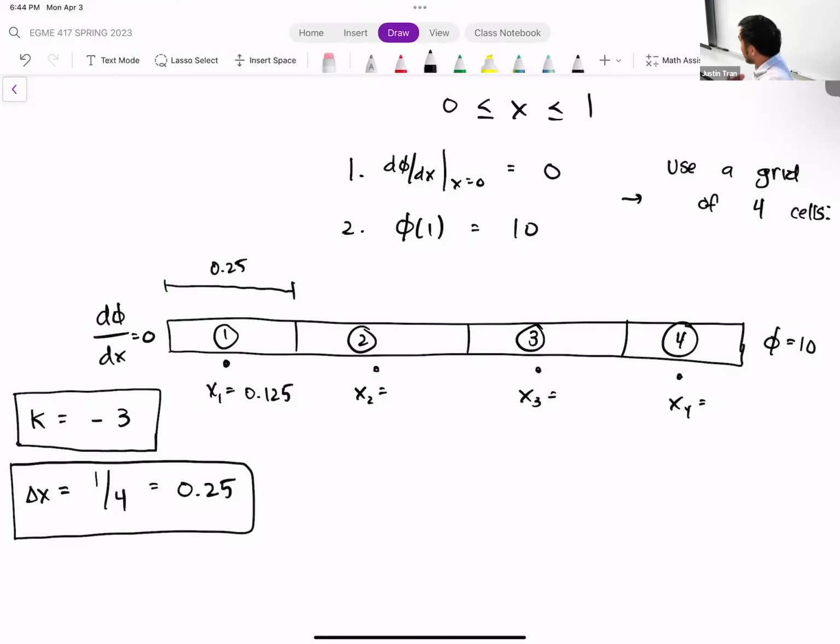Once you get the first one, the others fall quickly off of that, because you just have to add the grid spacing. So x2 is going to be 0.125 plus 0.25, which is 0.375. x3 is going to be 0.625, and x4 is going to be 0.875. I think that's the trickiest thing with applying finite volumes: getting into the mindset of thinking about the cell centers now instead of the nodes in the grid.